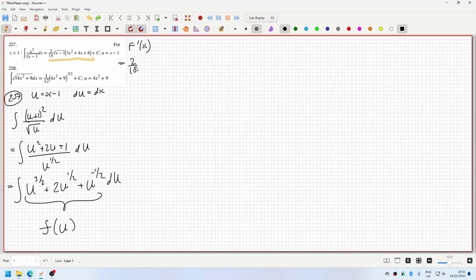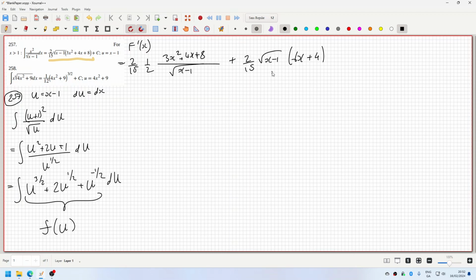So that's 2 over 15. Bring down the power, reduce the power by 1. So that would be 3x squared plus 4x plus 8 over root x minus 1. And then plus 2 over 15 root x minus 1 times 6x plus 4.